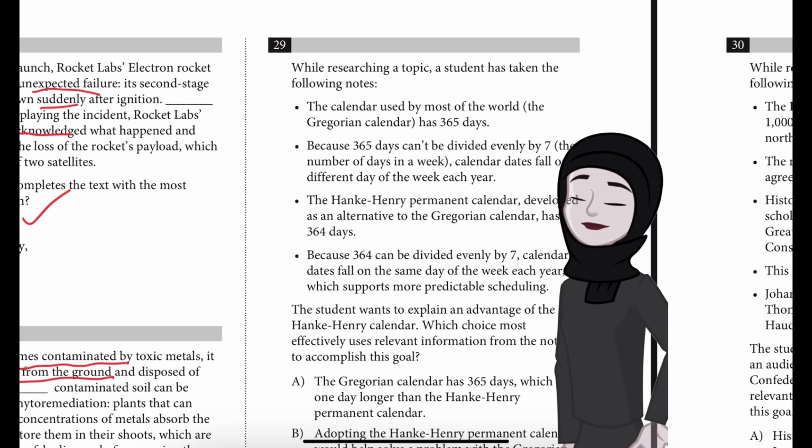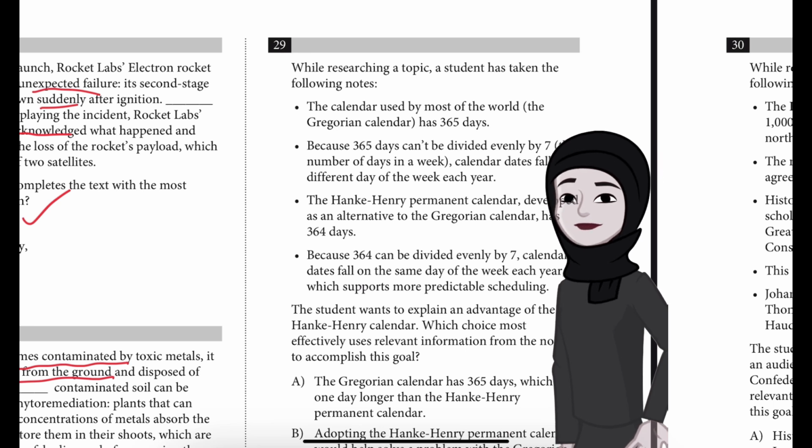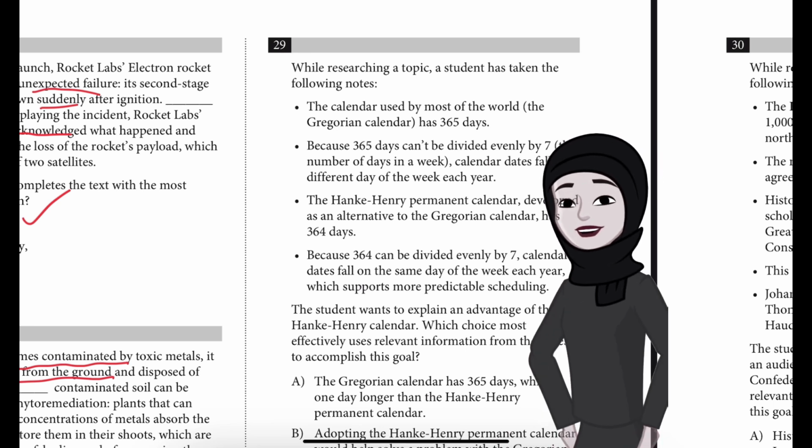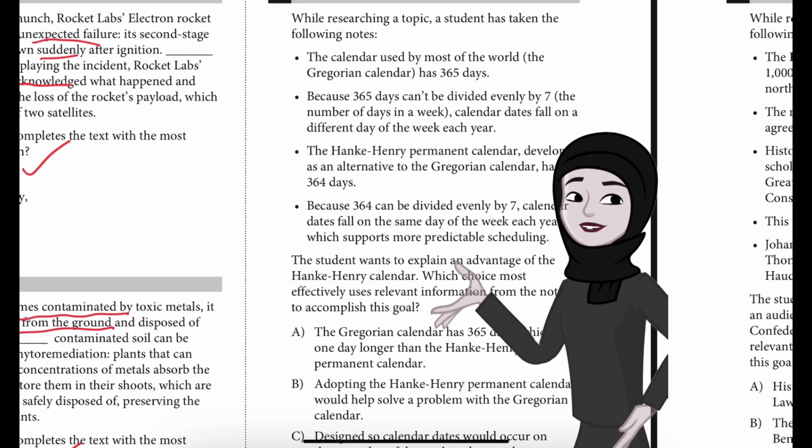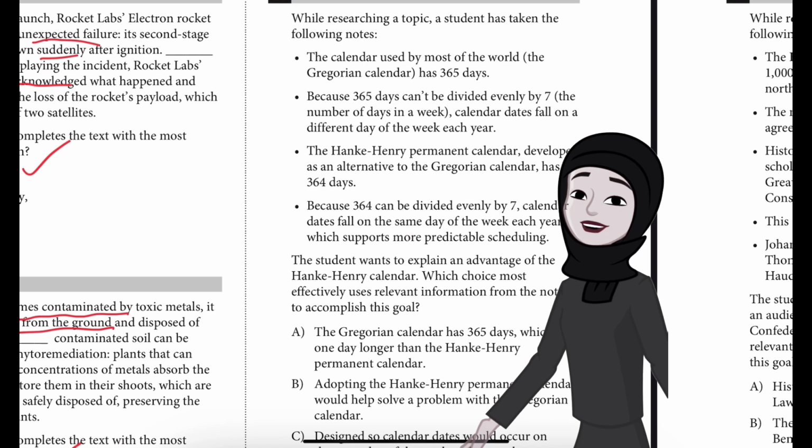The calendar used by most of the world, the Gregorian calendar, has 365 days. Because 365 days can't be divided evenly by 7, that is the number of days in a week, calendar dates fall on a different day of the week each year.